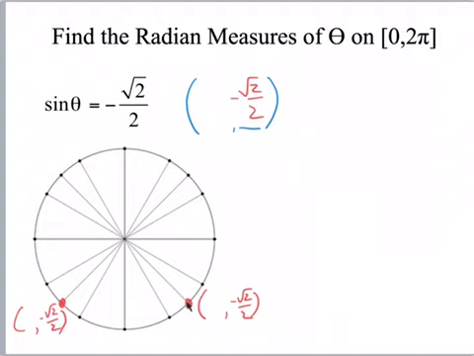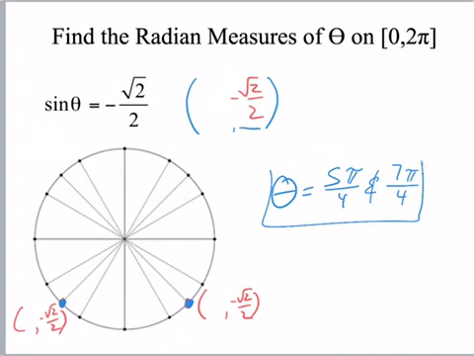So what angle are these? All right, so theta is your angle measure. For this one, that looks like it's going to be over 4, and it would be 5 pi over 4. And the other one, right here, would be over 4 again, and it would be 7 pi over 4. Those would be my two angles right here and right here.